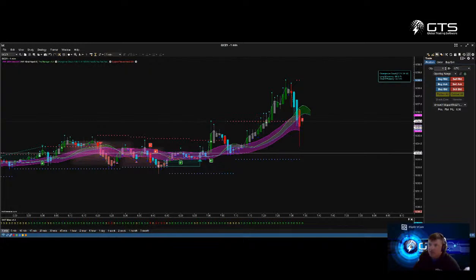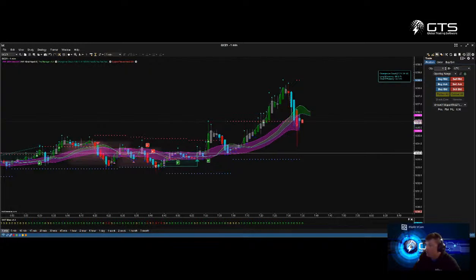Let's look at the NQ real quick. Here we go. It looks like we're bouncing off of this. What was resistance down here, our resistance right here, is now support.